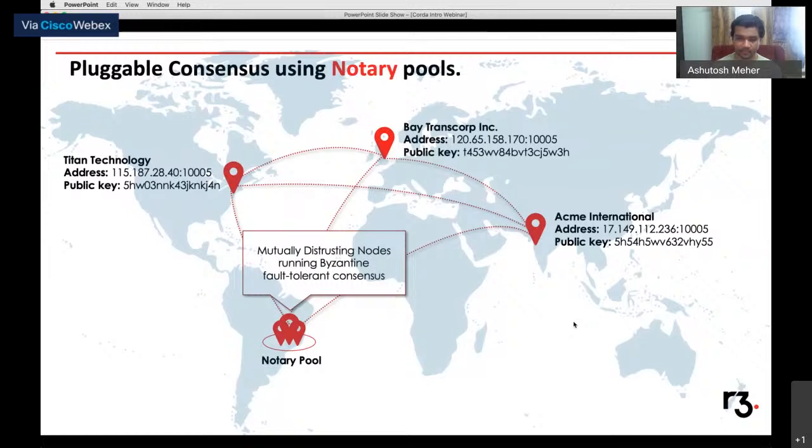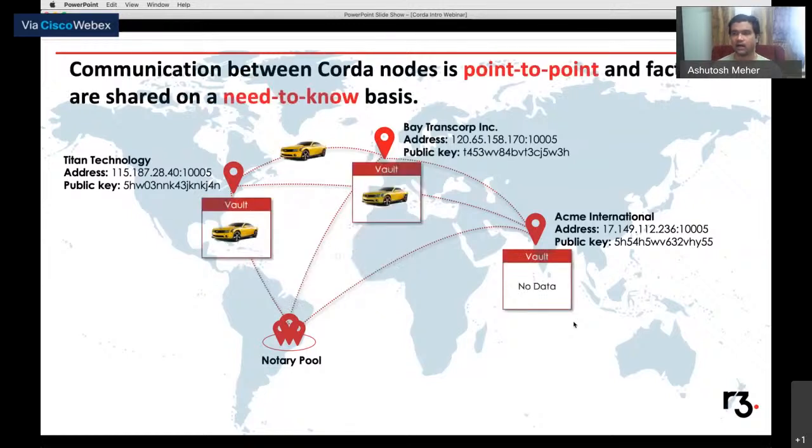What do you mean by double spend? Just taking this example again. If Titan is able to sell this car to both Bay and Acme, the same car, then he is able to do a double spend. And this is pretty much possible in a network like this if there is no notary. We'll talk about what notary does. But let's say Titan has done this transaction with Bay, he has already sold this vehicle to Bay. But Acme doesn't know about this sale because he was not party to the transaction. The privacy model of Corda works that way. If you're not a party, you will not get any information about the transaction.